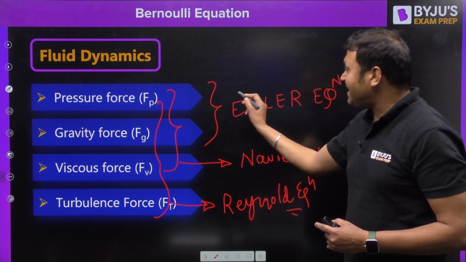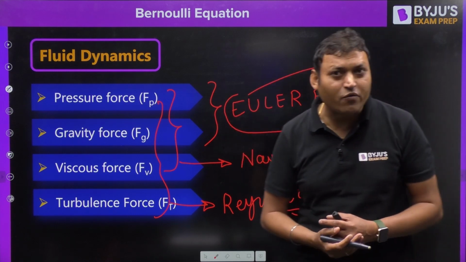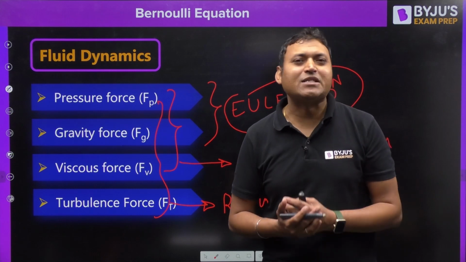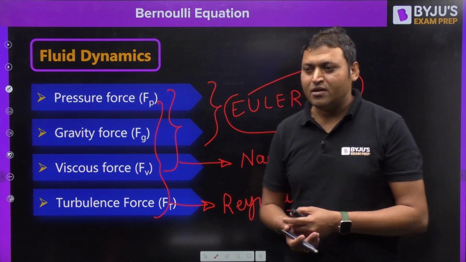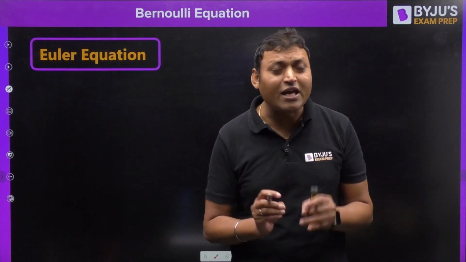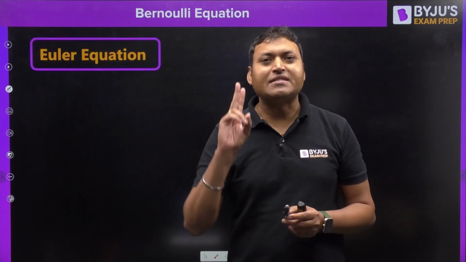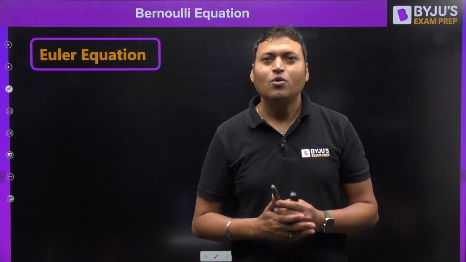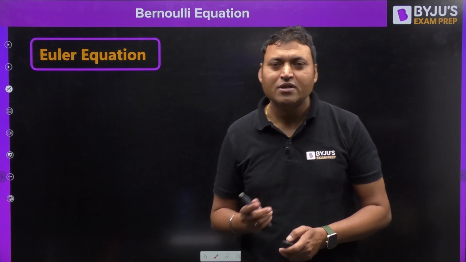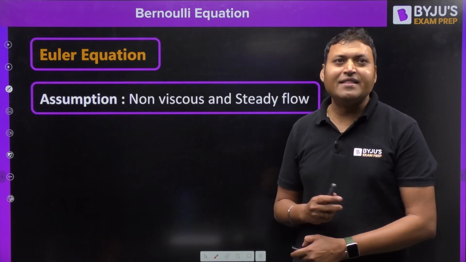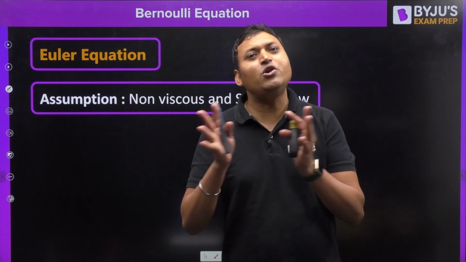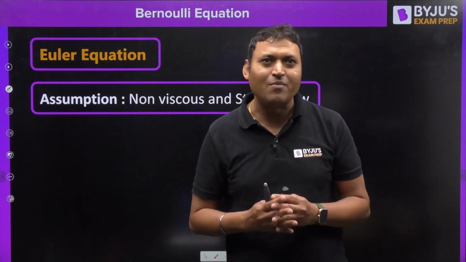So we will start our discussion with the Euler equation, and from the Euler equation we will try to develop the expression for the Bernoulli equation. So let us talk about the Euler equation. In the Euler equation, two assumptions are taken into consideration. One is that the flow must be non-viscous, or we can say the viscous force must be zero. Other than that, the flow must be steady. The fluid behavior during the flow should not change with time.